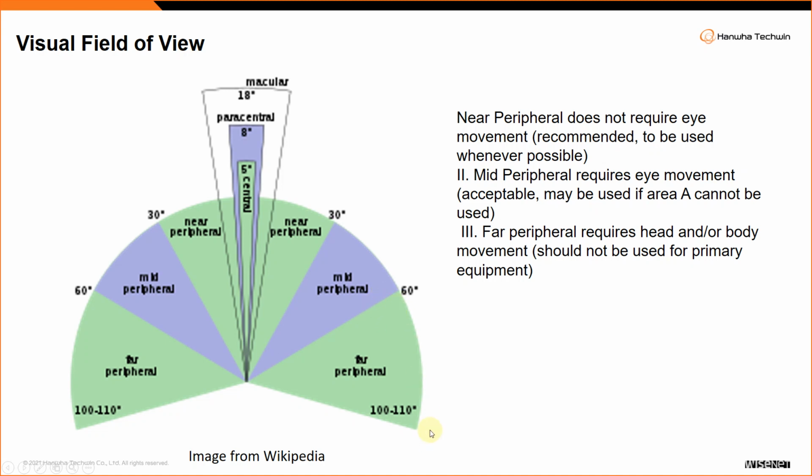So in far peripheral, if you keep critical monitors, for sure it should be associated with analytics. So it will create a sound. Then he will turn his head and see. So critical monitors should be within this near and mid peripheral area.